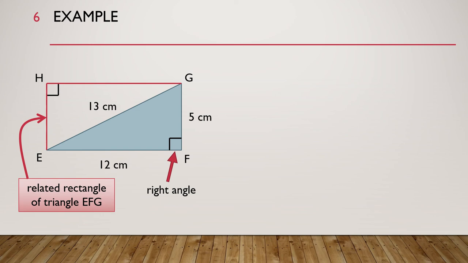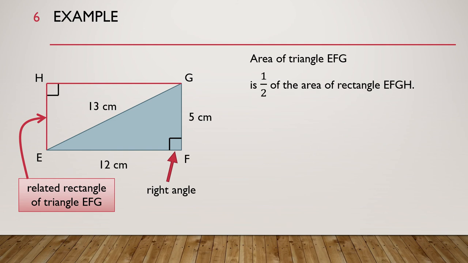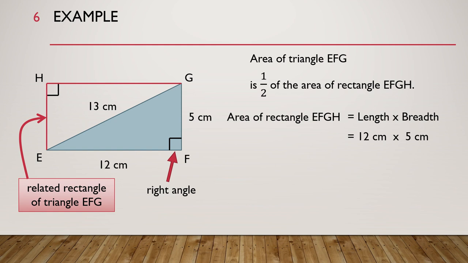Rectangle EFGH is the related rectangle of triangle EFG. The area of triangle EFG is half of the area of rectangle EFGH. The area of rectangle EFGH is equal to length times breadth, which is equal to 12 cm times 5 cm. So, the area of triangle EFG is half of that, which is equal to half times 12 cm times 5 cm. And that is equal to 30 square centimeters.